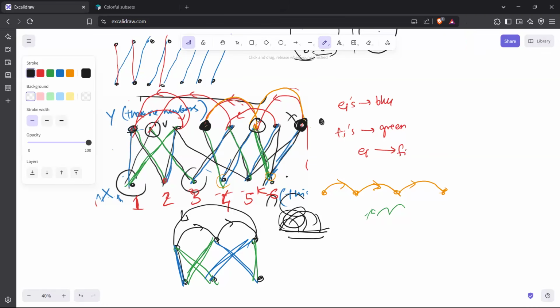So just to be clear, we are assuming that we already have two matchings, green and blue, and then we are trying to prove that we can color the green and blue matching in such a way that it satisfies the condition. Yeah, we are trying to prove that.